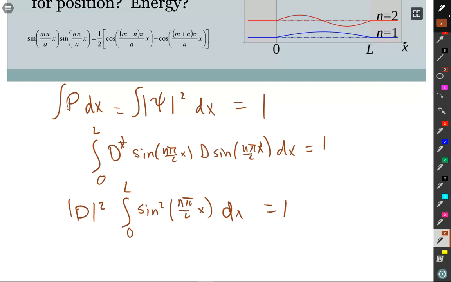The easiest way, like I said, is to recognize that sine squared is equal to 1/2 of 1 minus cosine of 2n pi x over L. And when you do the integral over 0 to L, a sinusoid, whether it's sine or cosine, going through 1 cycle or 2 cycles or 3 cycles, it's always going to give you 0. So really, you have the integral of 1/2 from 0 to L.